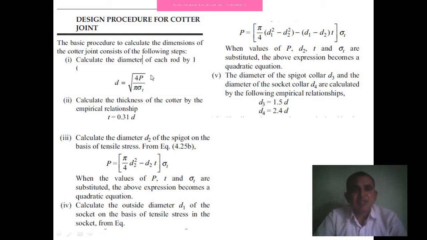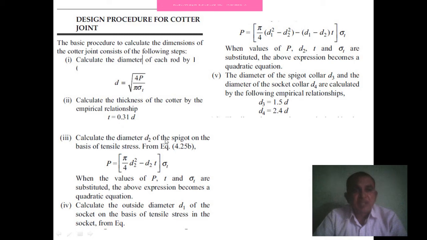Sigma t is equal to P divided by the cross section area of the diameter, which means sigma t is equal to force divided by pi by 4 d squared. In this way, reshuffle this equation and you can find out the diameter. Then second, calculate the thickness of the cotter by the empirical relation t is equal to 0.31 d, where d is the diameter of the rod end. In this way you can find out t.